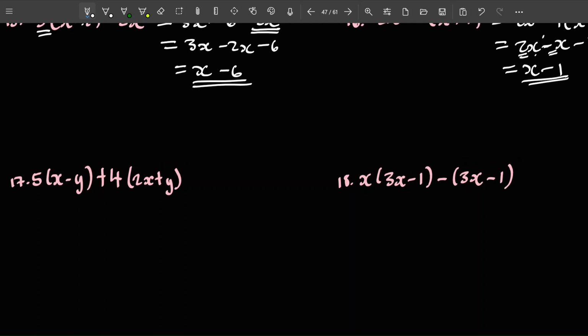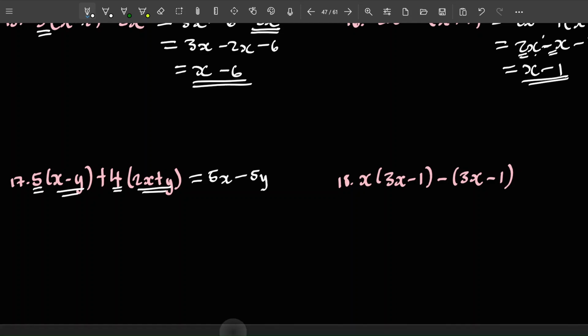Number 17. 5 multiplying x minus y plus 4, blah, blah, blah. What is this equal to? Well, the distributive law says this 5 will multiply everything in this bracket and this 4 will multiply everything in this one, and we're going to add them, okay? So 5 by x will be 5x. 5 by negative y, your signs are different, your answer is negative. 5 by y is 5y.